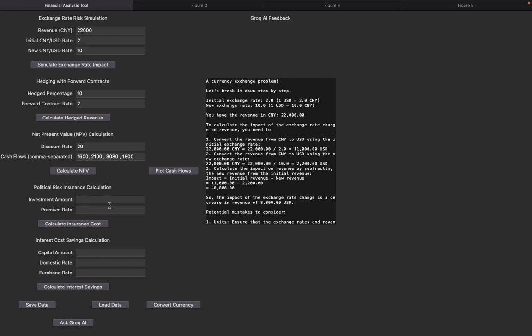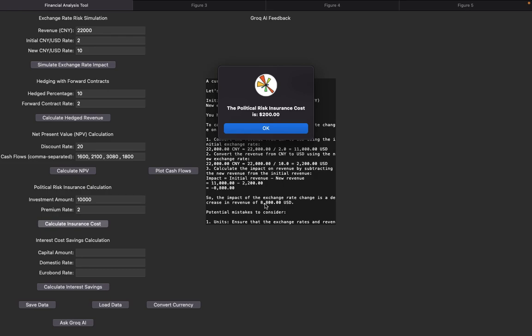And for the political risk insurance calculation, we would take the investment amount as $10,000 and premium rate as 2%. So it would give us a political risk insurance of around $200. This is not linked to an API, but we have linked it to a basic percentage. But this does have an API which can calculate political risk based on an AI which would scrutinize all newsletters and check whether there is a stable government or the market is working well, etc.